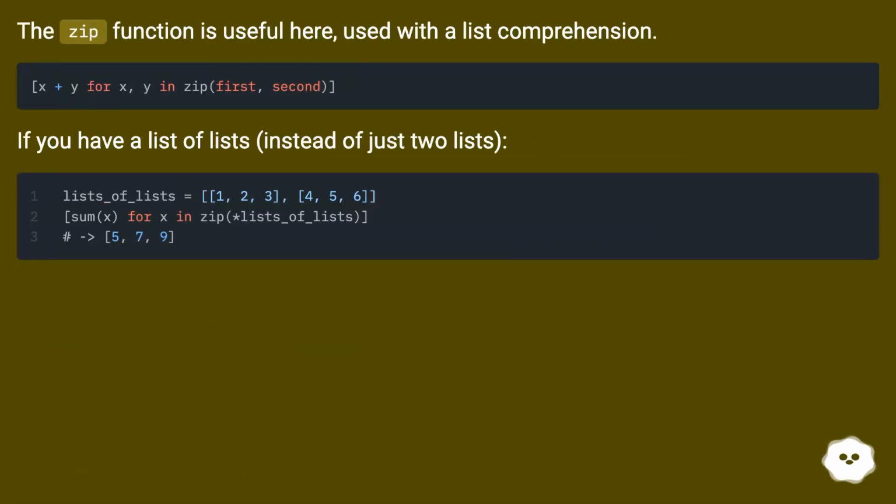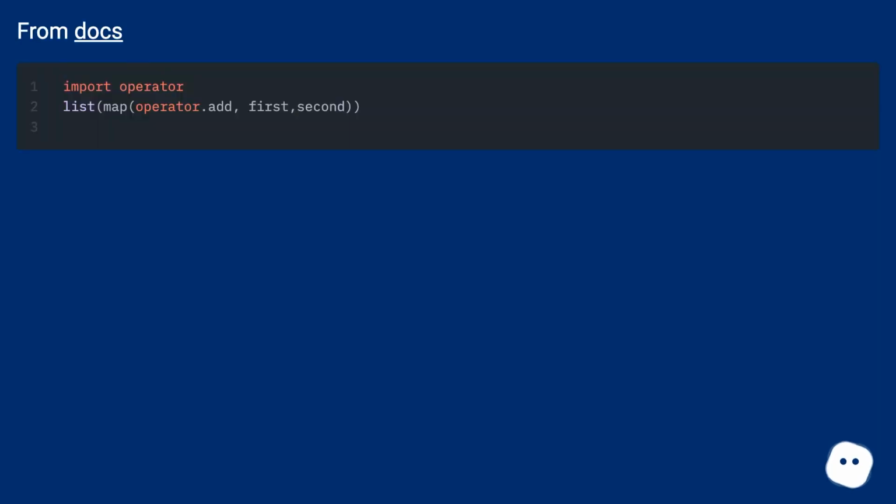The zip function is useful here, used with a list comprehension. If you have a list of lists, instead of just two lists. From docs.